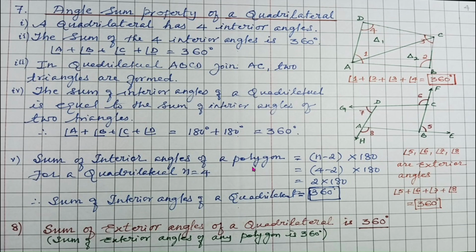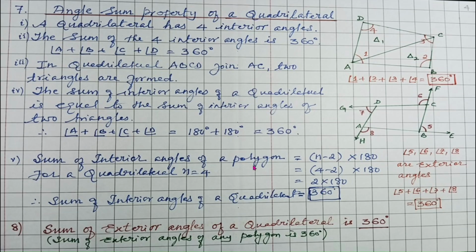Now the sum of the interior angles of a polygon, we have the formula (n minus 2) into 180. Here n is 4, that means there are 4 sides, therefore (4 minus 2) into 180 is 2 into 180. Therefore the sum of the interior angles of a quadrilateral is 360 degrees.